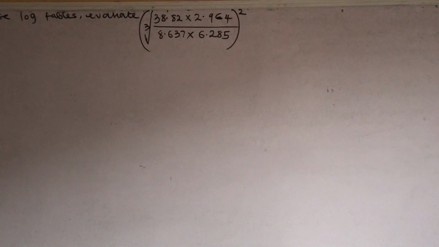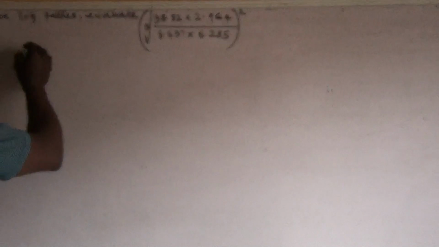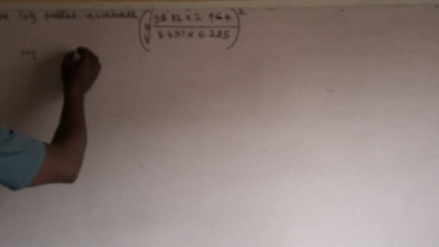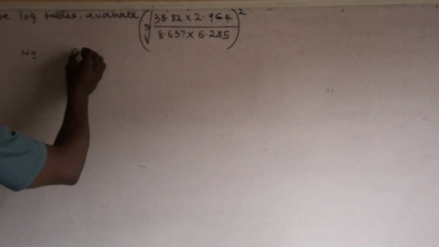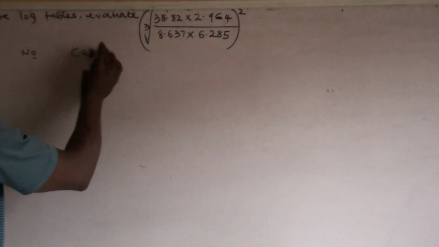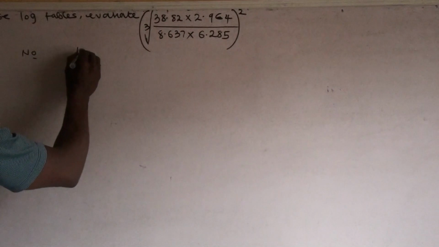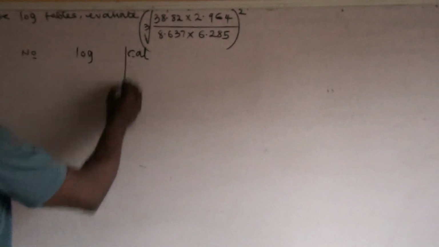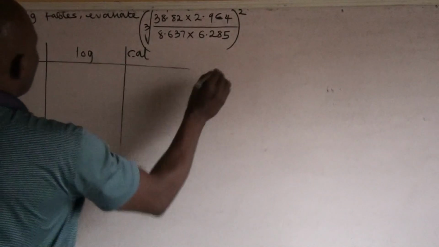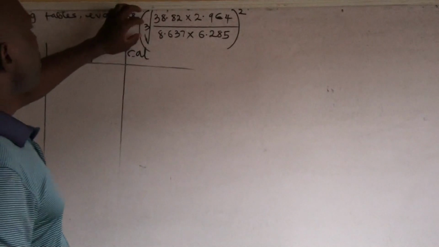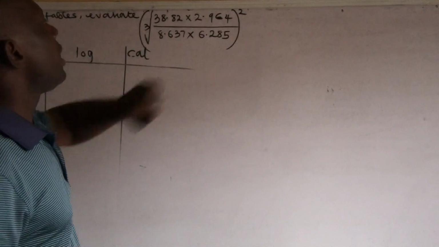The first thing we have to do here is write the number. We'll look at the calculation. Let's put the log in the middle, and we create room for calculation. Here we are seeing cube root and square.